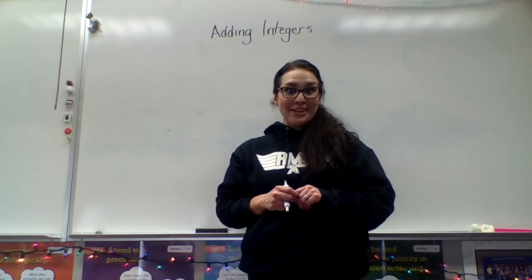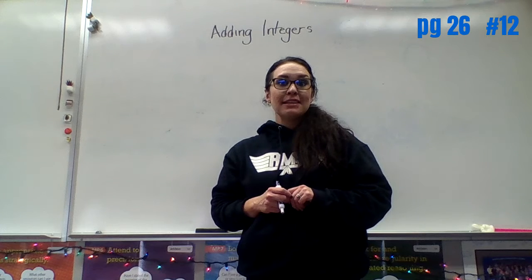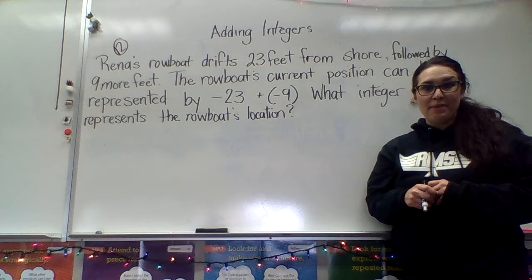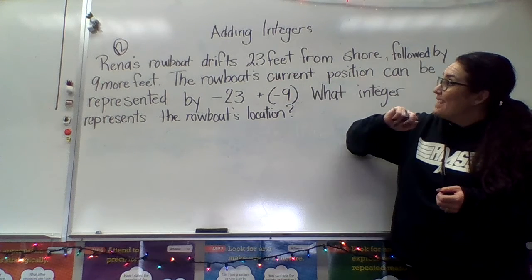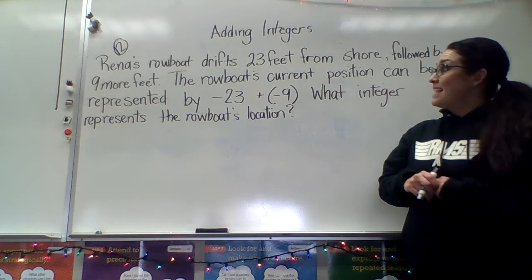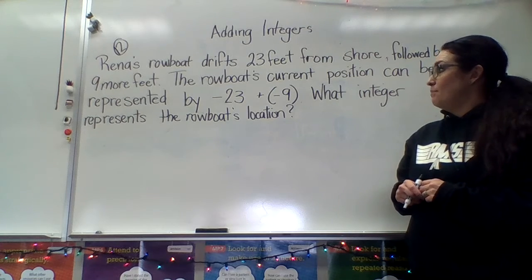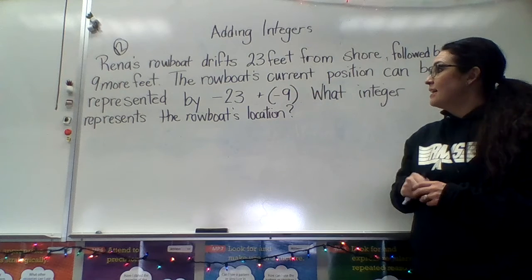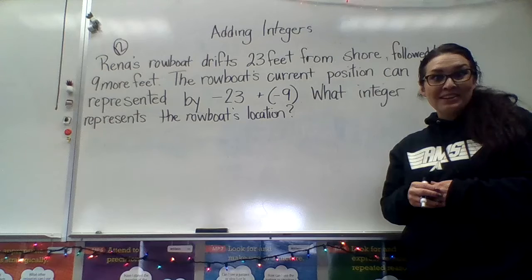So now let's get to some practice problems. The first one that we're going to do is on page 26 in your textbook, and it's number 12. Again, this is problem number 12 on page 26. And it says, Rena's rowboat drifts 23 feet from shore, followed by 9 more feet. The rowboat's current position can be represented by negative 23 plus negative 9. What integer represents the rowboat's location? Well, let's think.